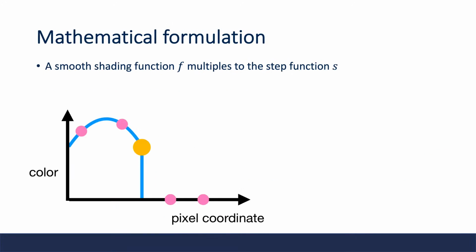In general, we will have a smooth shading function f multiplied by the step function s. The shading function f encodes the lighting information, like the distance fall-off of the light and the material response.